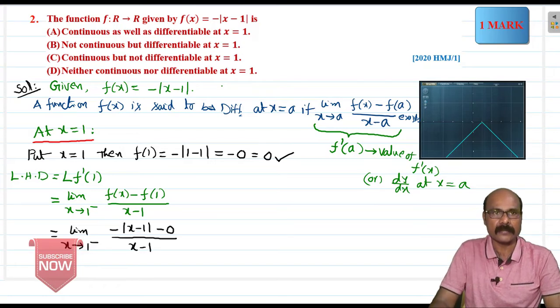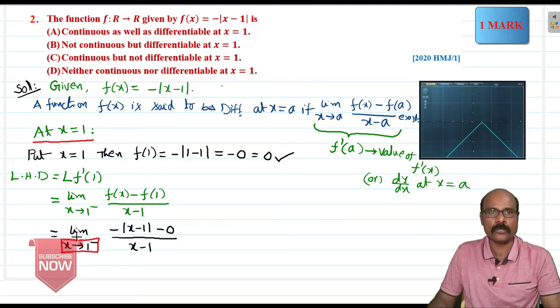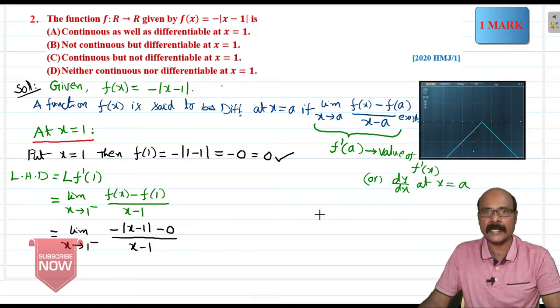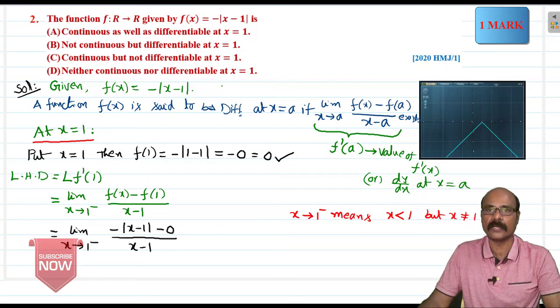If we observe here, x is tending to 1 minus. X tending to 1 minus means x value is less than 1, but x is not equal to 1. X is less than 1 means x minus 1 is less than 0. If x minus 1 is less than 0, then what is the modulus of x minus 1? Modulus of x minus 1 is equal to minus of x minus 1.